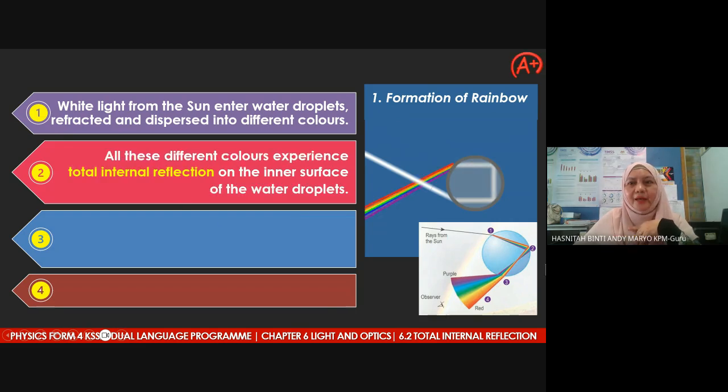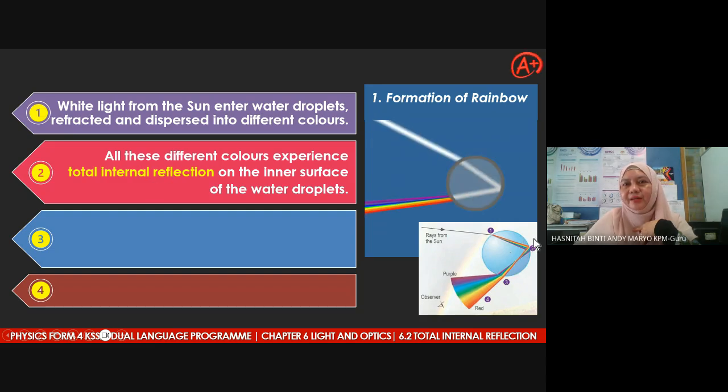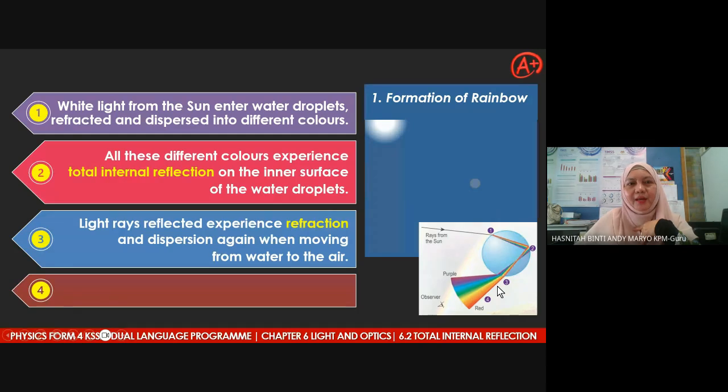Okay, so in the second point, what happened? All these different colors experience total internal reflection at the back part of the water droplet inside. And then at the third point, what happened? The reflected light ray experiences refraction. So first refract, then total internal reflection, and then here refract again.